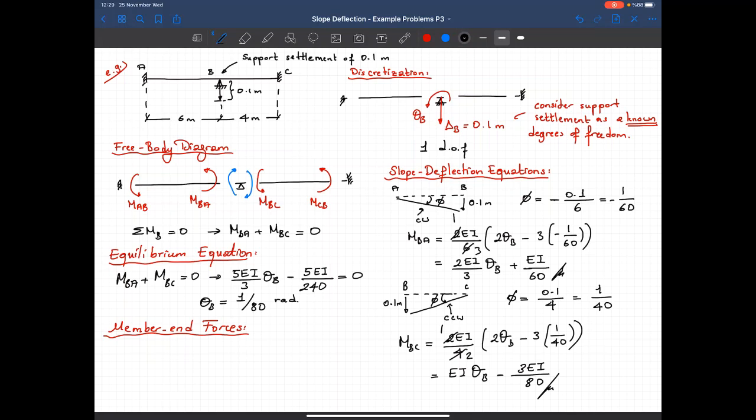And when you do that, you obtain MBA as equal to EI over 40 and MBC as equal to minus EI over 40. If you calculate MAB, we don't have the equation, but you can just derive it from the slope deflection equations. MAB will be equal to 5EI over 240 and MCB is equal to minus 5EI over 160.